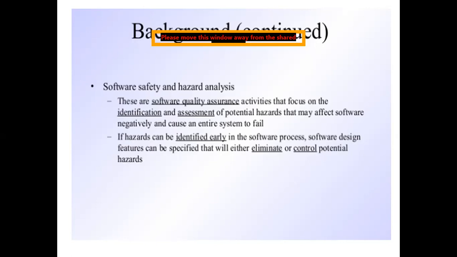Such points come under software safety and hazard analysis. We eliminate and control potential hazards at the very start. We have to calculate or identify the different types of risk in the software process or the software design.